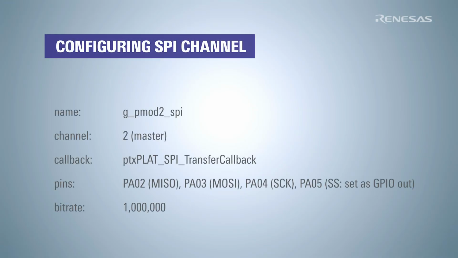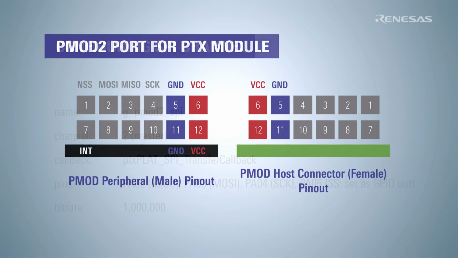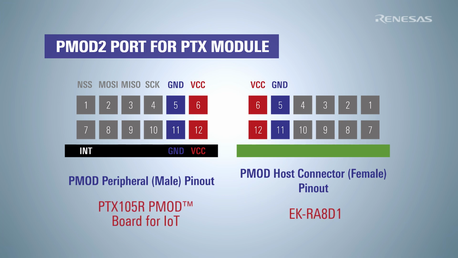Next, we will configure the SPI channel. To do this, we first need to review the layout of the PMOD port. As you can see, the male port is from the PMOD module, and on the RA board, it's a female connector.